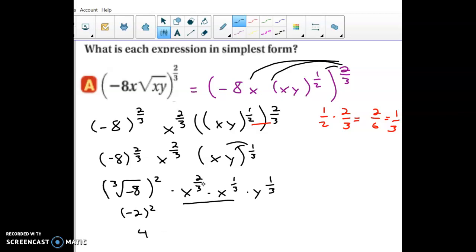Here, we're going to add our exponents because they're the same base multiplied. So we just add them, and we're going to get x to the 3/3 or 1. All right, 3/3 is just 1. And then we have y to the 1/3.